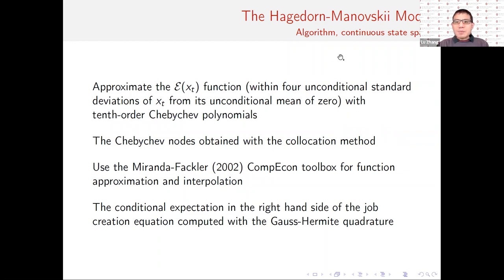Right, as I mentioned, we also implemented the model on continuous state space. So the range is still four unconditional standard deviations of XT from its mean. And we use 10th order Chebyshev polynomials, and the results are not sensitive to the order 10. And Chebyshev nodes obtained using the collocation method, and this is a fairly well-known technique in numerical analysis.